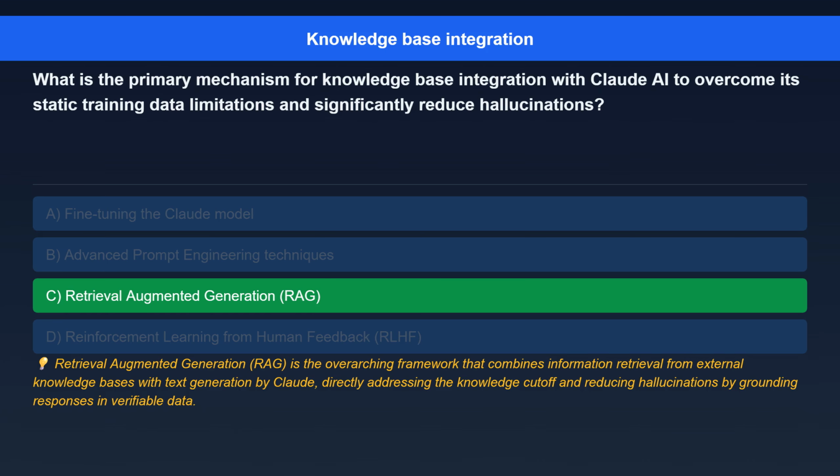The correct answer is Retrieval Augmented Generation, RAG. Here's the explanation. Retrieval Augmented Generation, RAG, is the overarching framework that combines information retrieval from external knowledge bases with text generation by Claude, directly addressing the knowledge cutoff and reducing hallucinations by grounding responses in verifiable data.